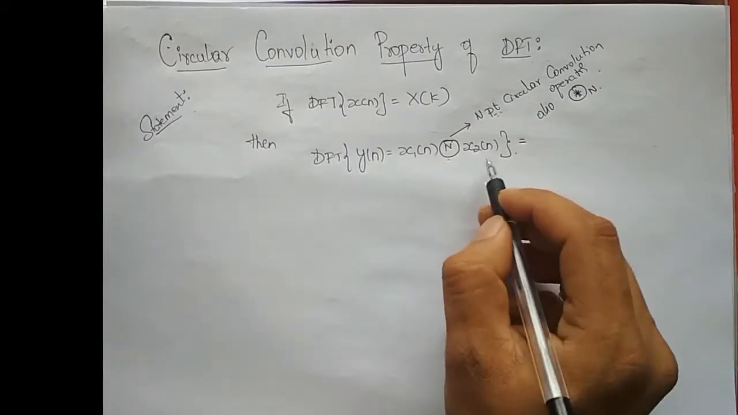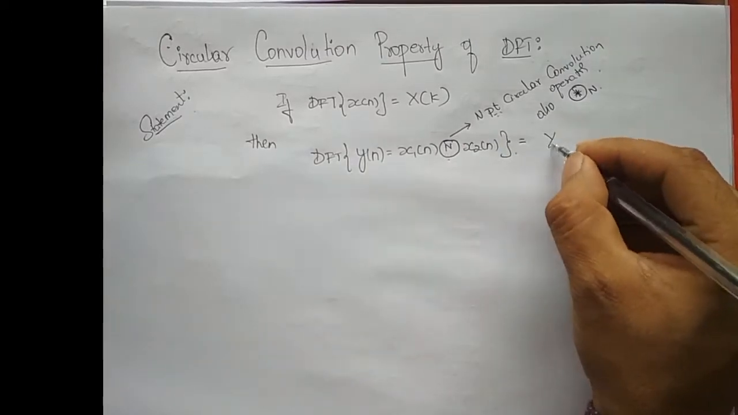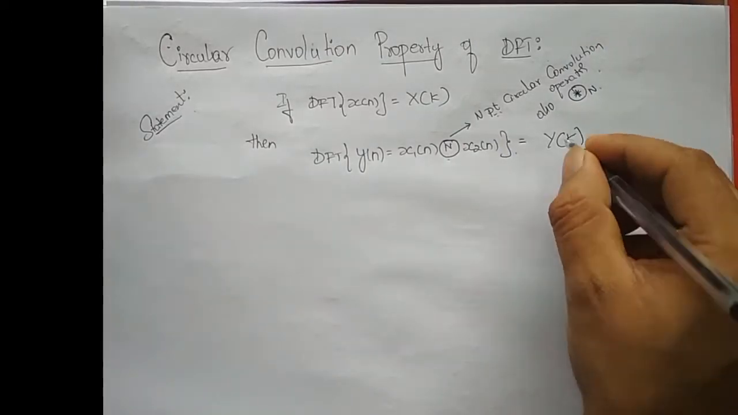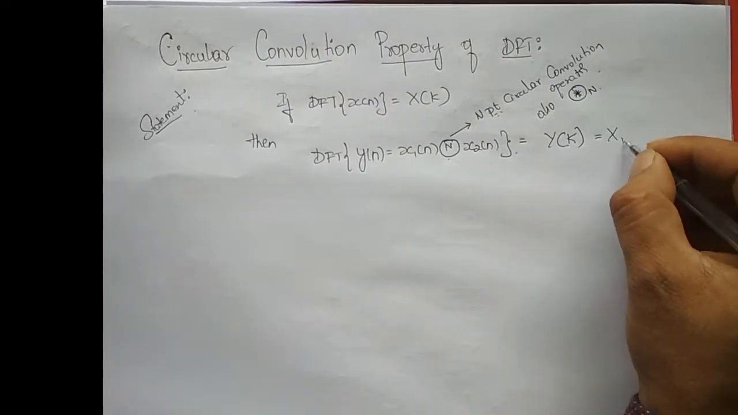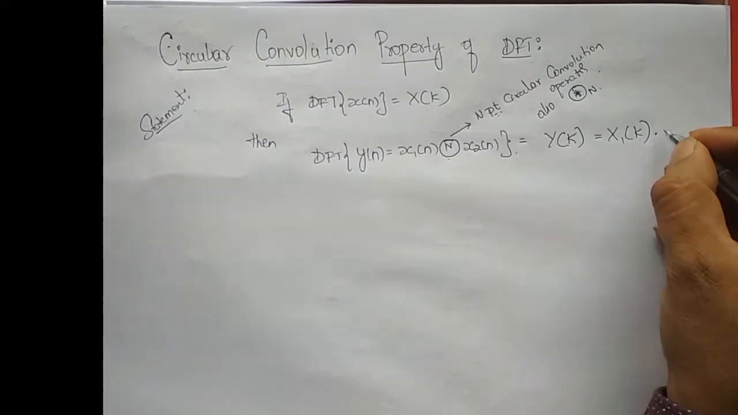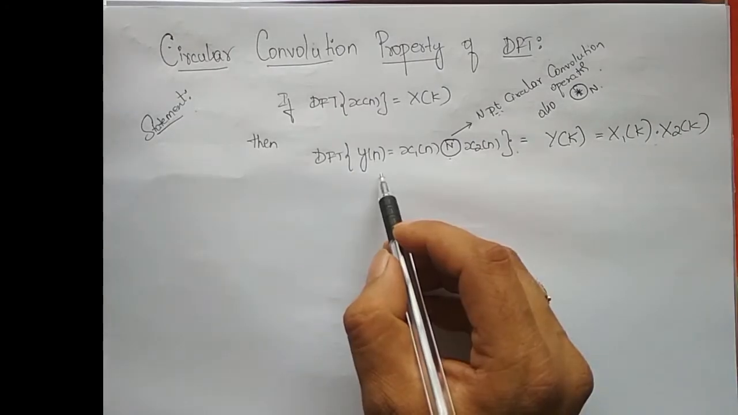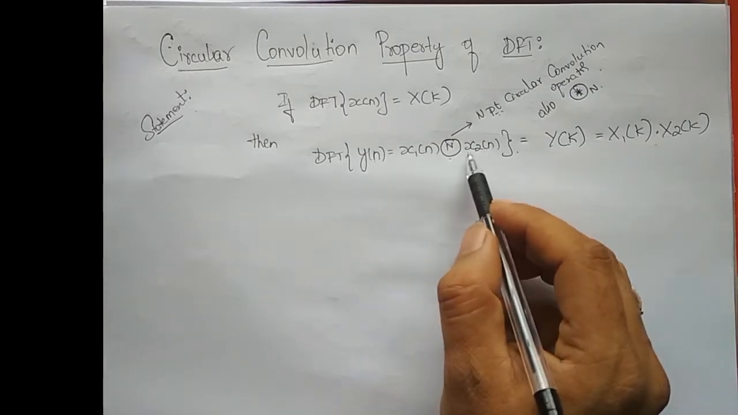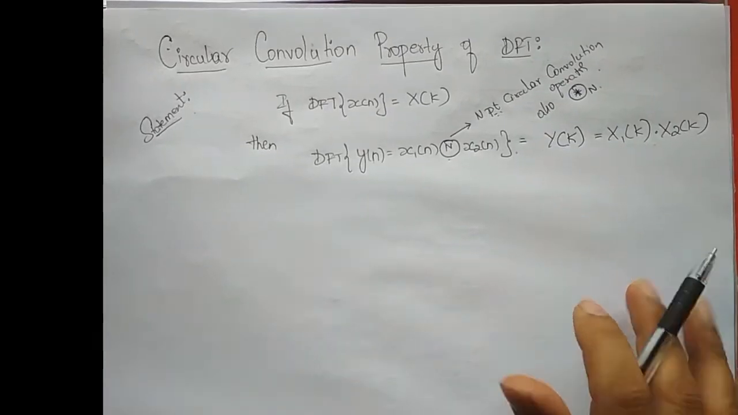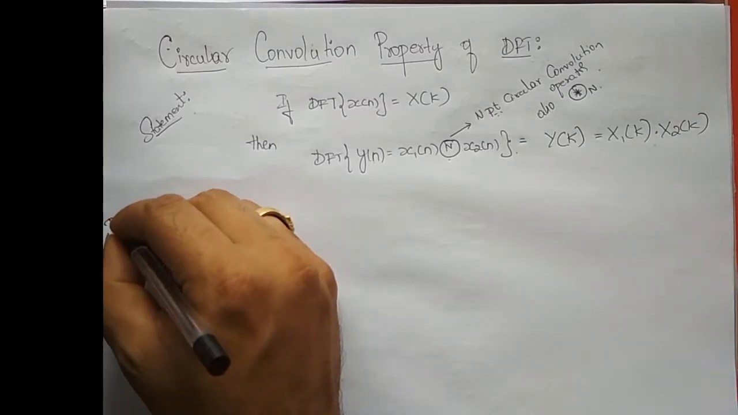So if there is circular convolution in the time domain, in the frequency domain we get Y of k, because it is y of n, right? So it is equal to X1 of k, which is in frequency domain, multiplied with X2 of k. If I put it in a sentence, circular convolution in time domain is equal to multiplication in frequency domain. We try to prove it. So, proof.